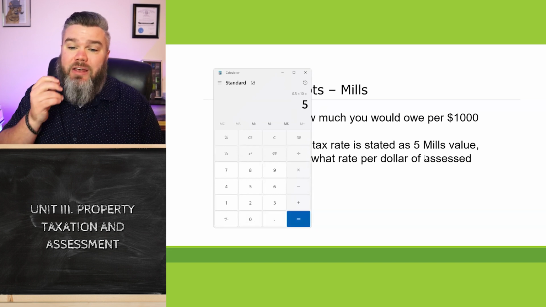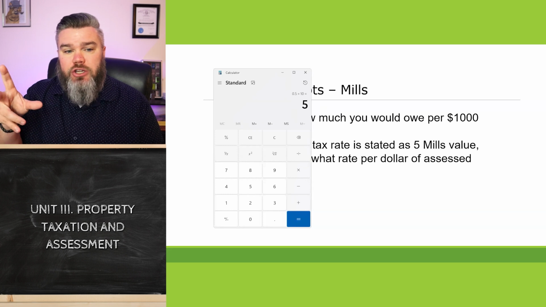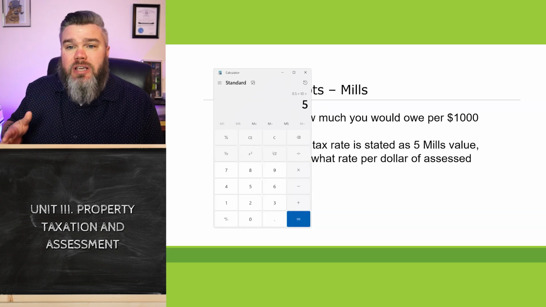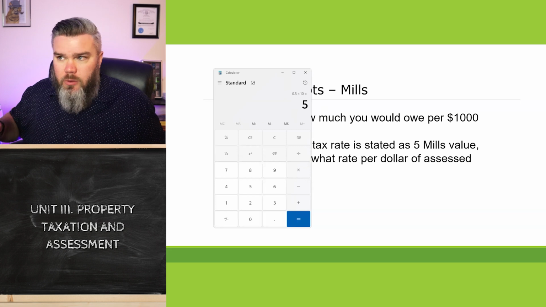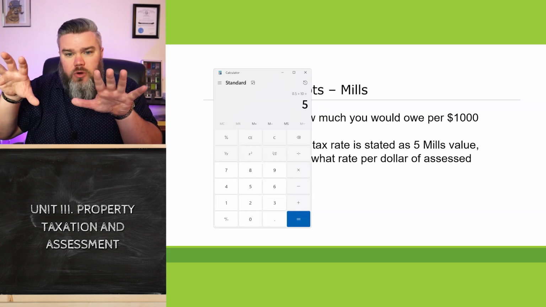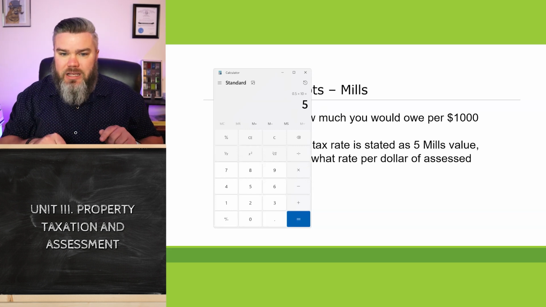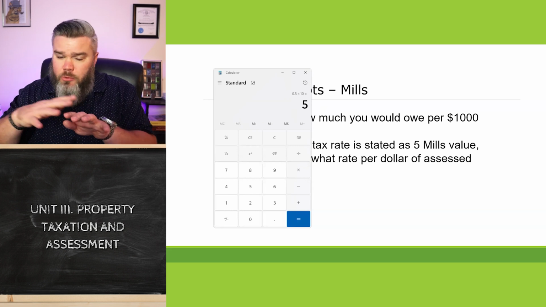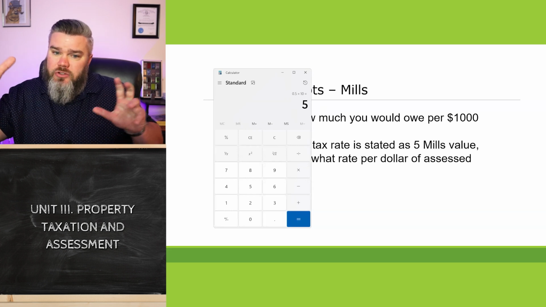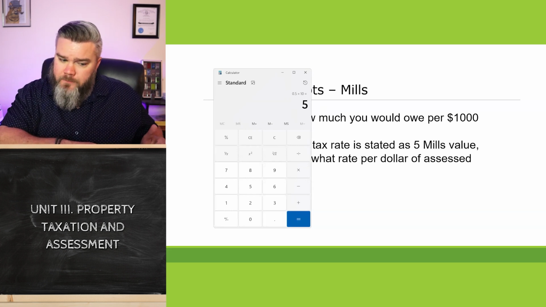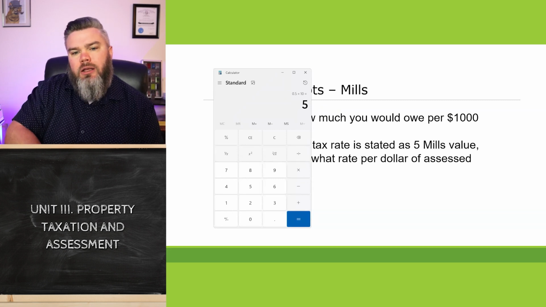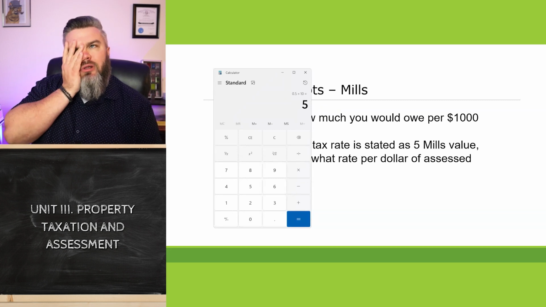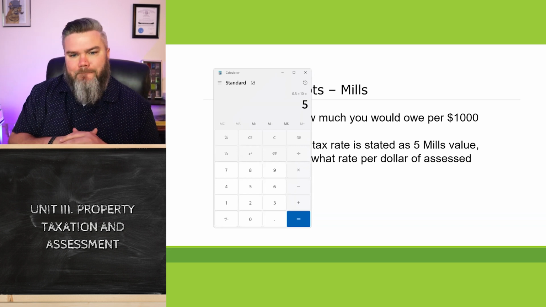Folks, this is math they will ask you to do, which is why I'm teaching you how to convert it. They will say, what is 7 mills as a per 100 rate? Okay, well, if you're taking 1,000 to 100, you divide by 10. If you're taking 100 to 1,000, you multiply by 10. If you're taking 1,000 to 1, you divide by 1,000. If you're taking 1 to 100, you multiply by 100. I know this sounds like a lot, but it's really just asking yourself, well, what would I do to this in a calculator to change it from this to that?